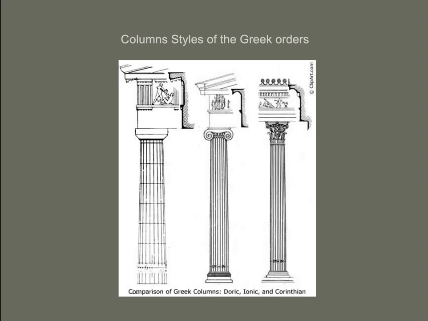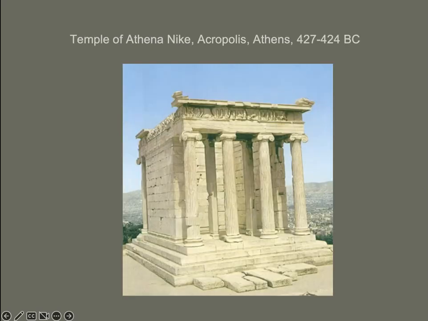So these are some of the different columns. You can see the Doric, Ionic, and then Corinthian. Doric is going to be known for its simple design. It has a simple flared capital, where Ionic is going to have these scrolls, and then Corinthian has the acanthus leaves. So that's the major difference between the 3 orders, but you can see they also get taller and skinnier as you go on in styles.